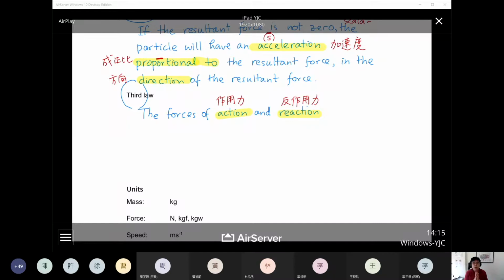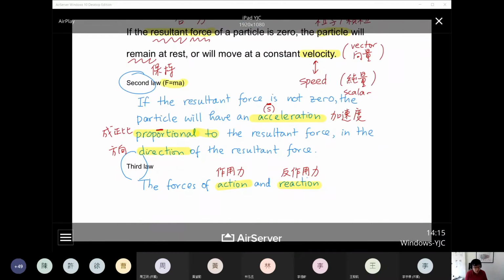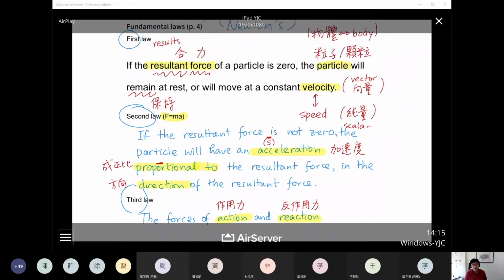So where did we stop on Thursday? Last Thursday, we covered the first and the second law of mechanics. Of course, it was from Newton. The first law says if the resultant force on a particle is zero, then the particle will remain at rest or will move at a constant velocity.